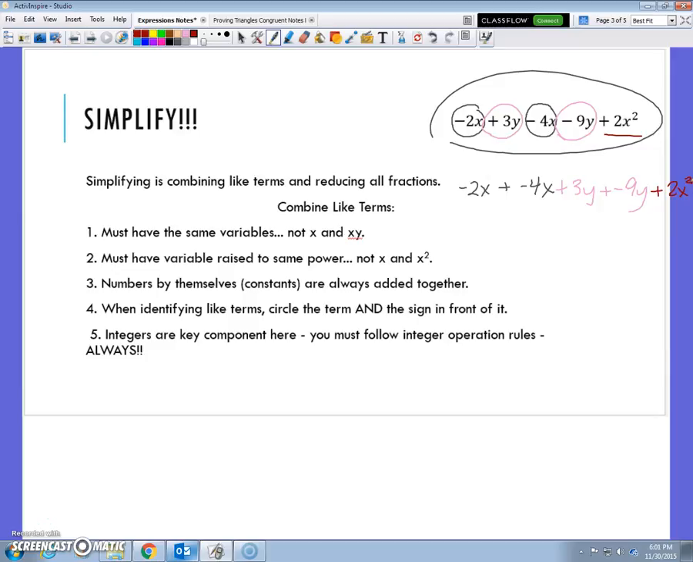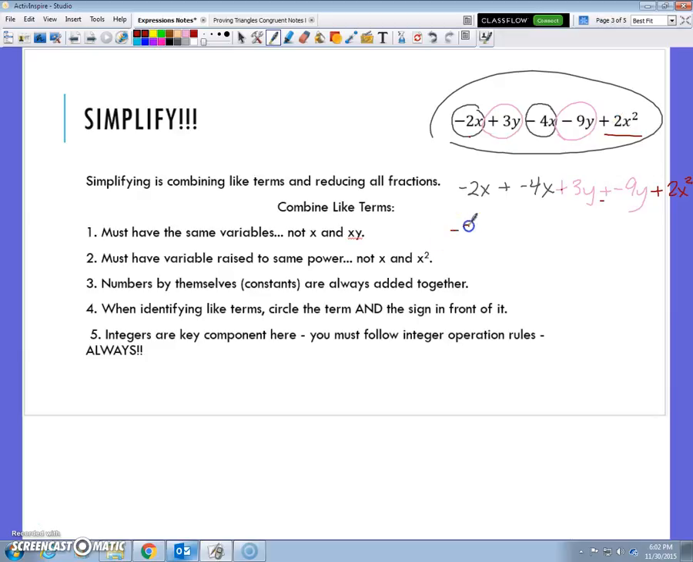Now what I've done here is I've already kind of done the change. I guess I should mention that. The change already kind of happened because when I wanted to put this negative 2, I put negative 2x, and also a negative 4x. Also, I had a positive 3y, and a negative 9y, and plus 2x squared. So I already did the change for you.